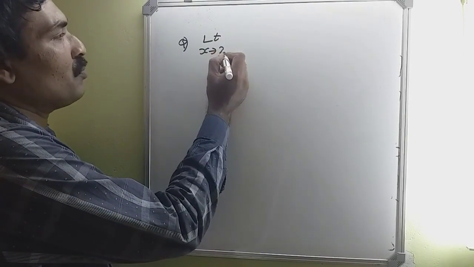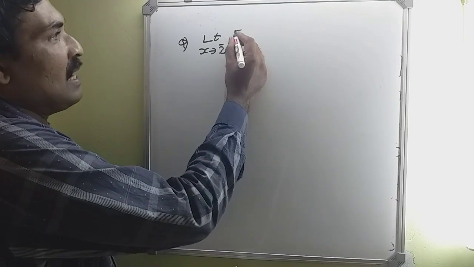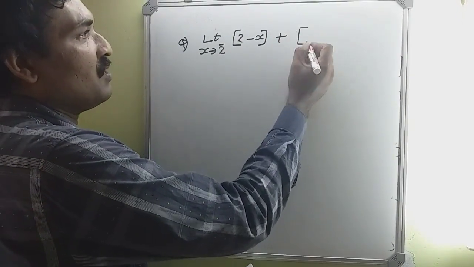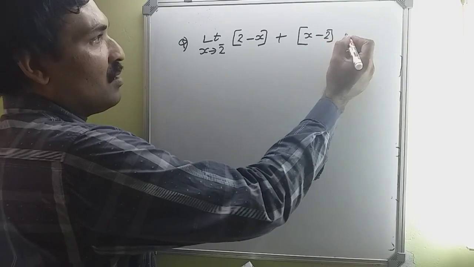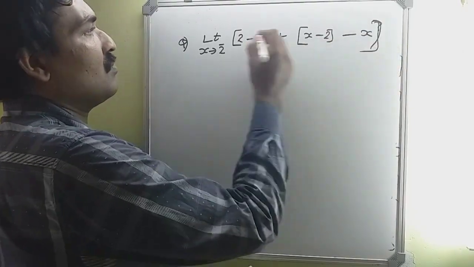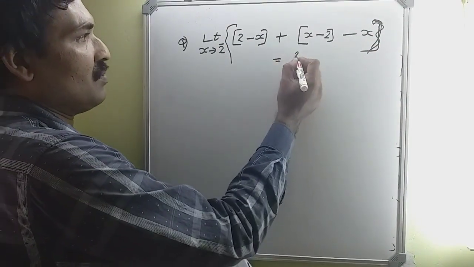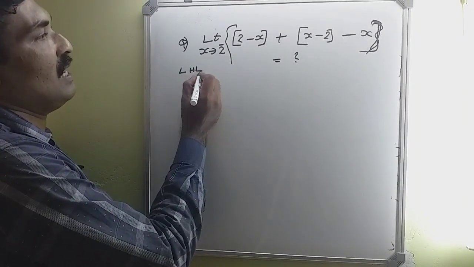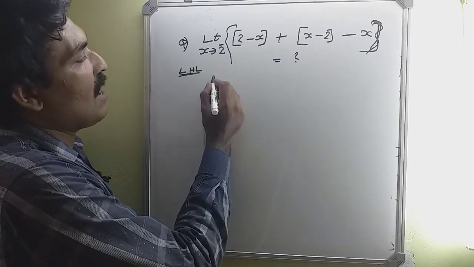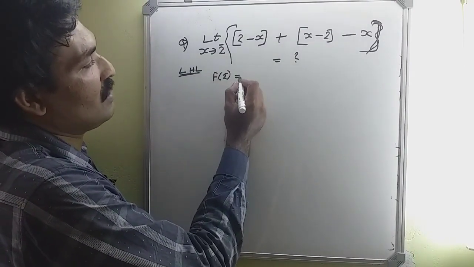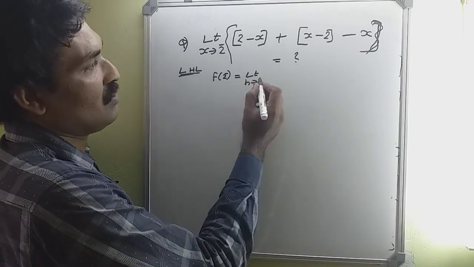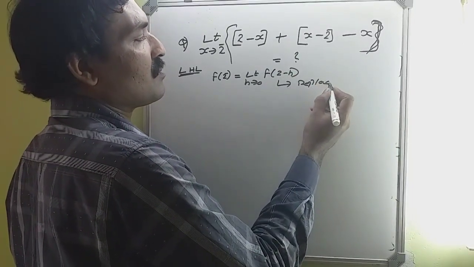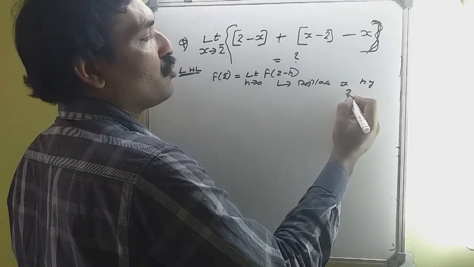Limit x tends to 2 minus of greatest integer function of 2 minus x plus greatest integer of x minus 2 minus x is equal to question. So we have to find the left hand limit, LHL. For that, f of 2 minus is equal to limit h tends to 0, f of 2 minus h. Replace x by 2 minus h.